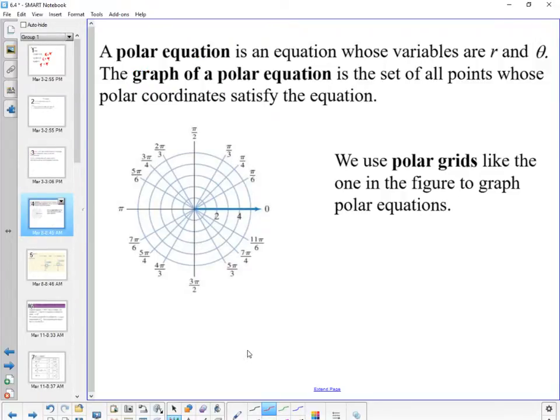Okay. A polar equation is an equation whose variables are r and theta. So we're not talking about x and y anymore. We're talking about r and theta.